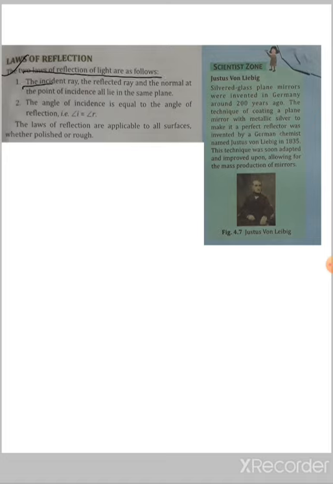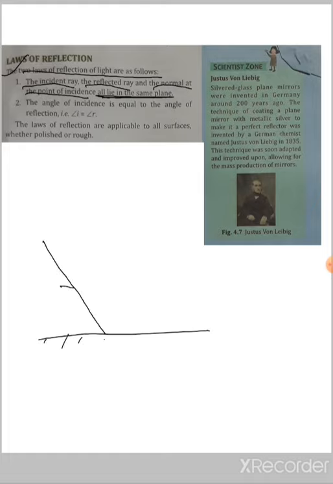Number one, the incident ray, reflected ray, and the normal at the point of incidence all lie in the same plane. Let's see here. Suppose this is my reflecting surface. This is my incident ray and this is my point of incidence. Here it says point of incidence, isn't it? And this is my normal. They all lie in the same plane and this is my reflected ray. They start from one single place. Okay, and it also lies on the same plane.